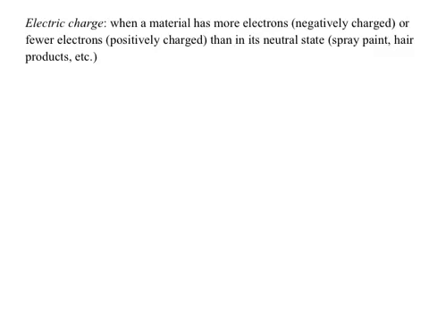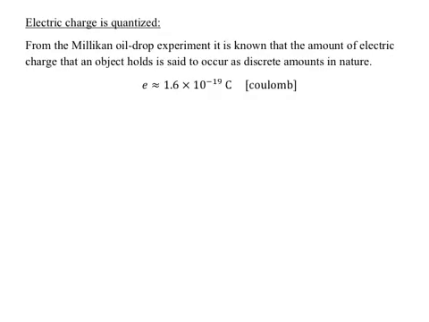Some examples of this are things like spray paint and hair products that have static electric charge to them. We'll make a note quickly that like charges of different objects repel while opposite charges attract, and electric charge is conserved. The next major idea is that electric charge is quantized, meaning that it is some multiple. For example, objects have 1, 2, 3, 4, 5 electrons. They don't have parts of electrons. They're quantized. They're integer values of electrons.